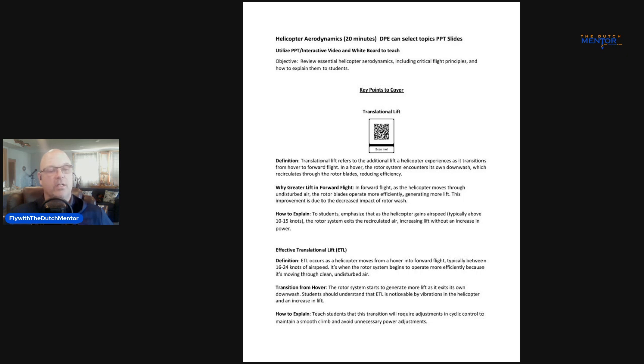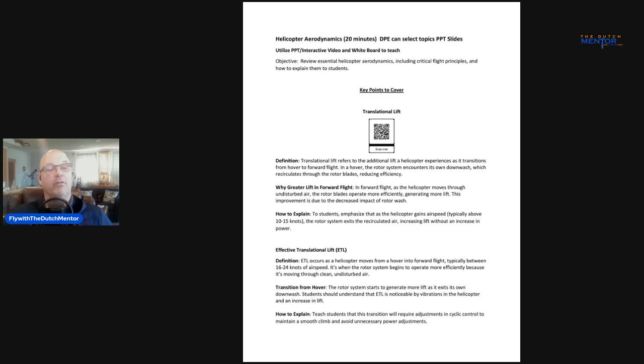Right, so in this sense the definition of translational lift refers to the additional lift a helicopter experiences in transitions from hover to forward flight. In a hover, the rotor system encounters its own downwash, which recirculates through the rotor blades, reducing the efficiency. Right, these are the vortexes that turn in on itself, and what the blades really want is clean air. The only way to get that is by going in a forward direction.